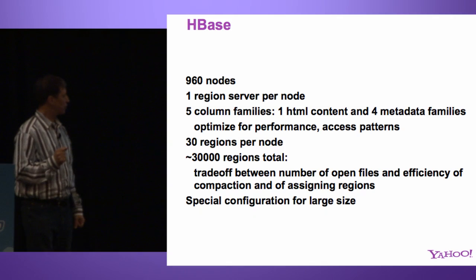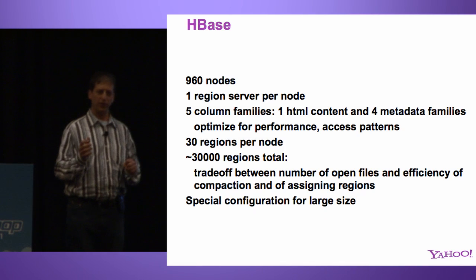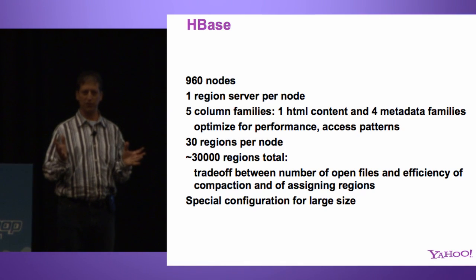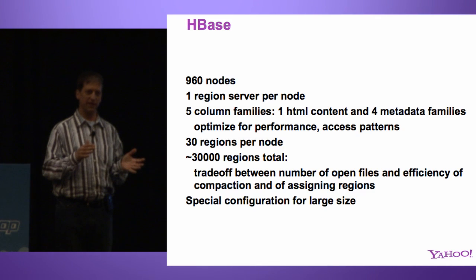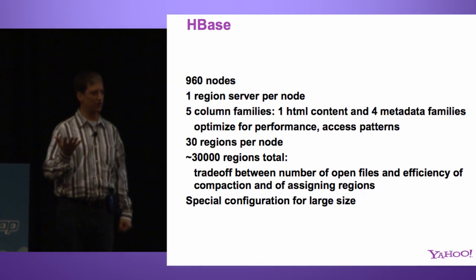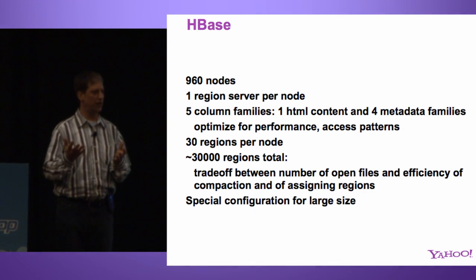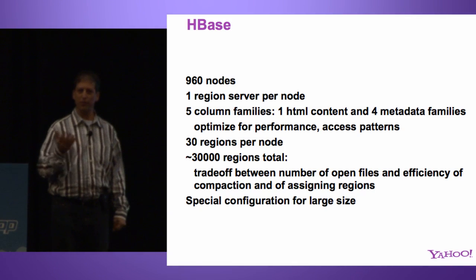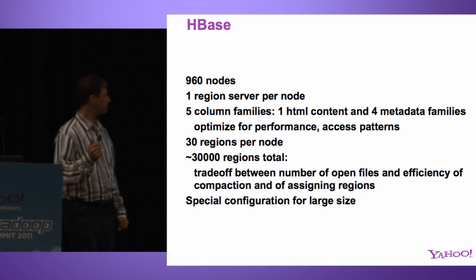We have 30 regions per node, so 30,000 regions total. This is also a trade-off between having a small number of regions, and therefore a small number of files and a smaller load on the master. If you have too many regions, then startup takes a long time because the master becomes a bottleneck. On the other hand, you don't want too small a number of regions, because then the overhead of things like compaction, and moving a region to another node in case a region or a node dies, is very high. So we converged on the number 30. There's nothing magical about this number. Similar numbers could probably work just as well.